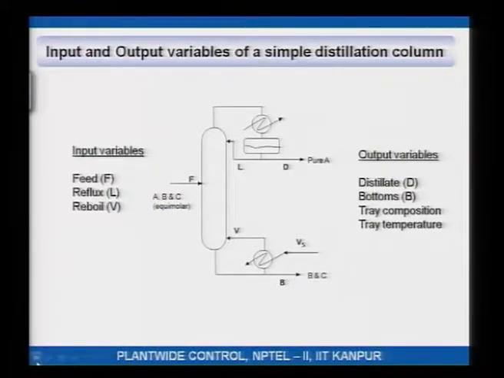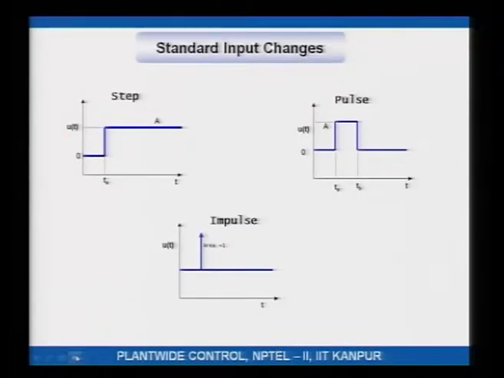In order to characterize your response in a systematic way, the inputs that are typically used are standardized. So, there are certain standard input changes, and in response to those standard input changes, you get typical responses. Okay. So, these standard input changes would, for example, be a step change, where the input goes from some level to another level in a sharp step and stays there.